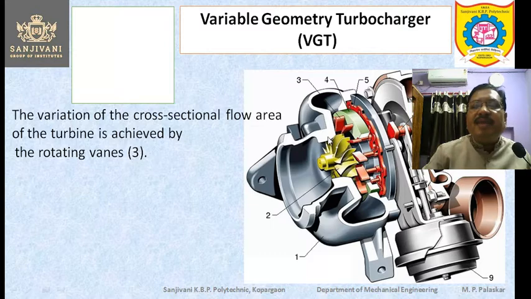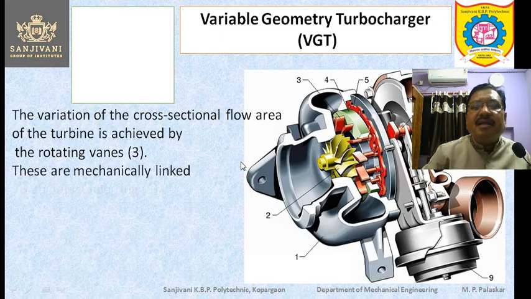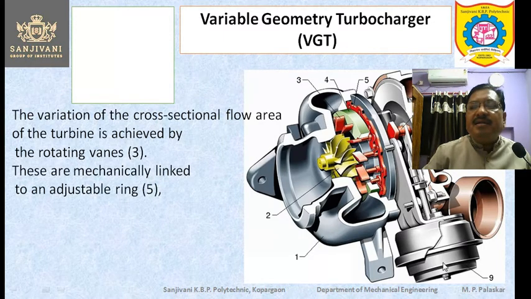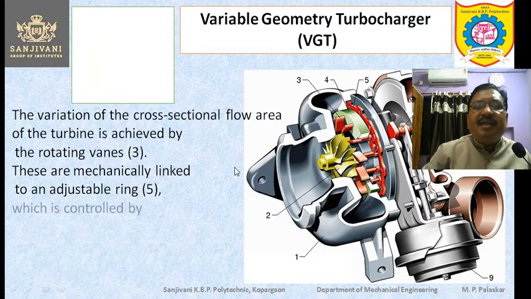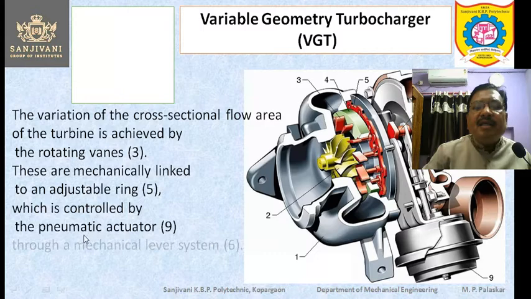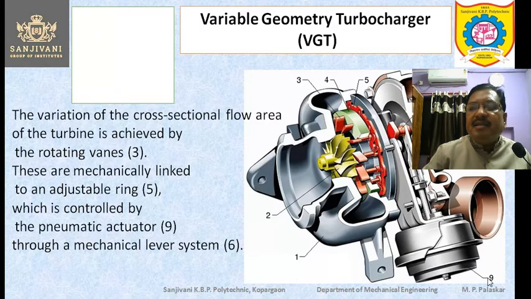So it can be obtained by just turning these vanes, and these vanes in turn can be turned by the pneumatic actuator. So these vanes are mechanically linked with the adjustable ring 5. This is the adjustable ring. The vanes are mechanically linked with this adjustable ring, and this adjustable ring is controlled by the pneumatic actuator. This is the pneumatic actuator 9, right?